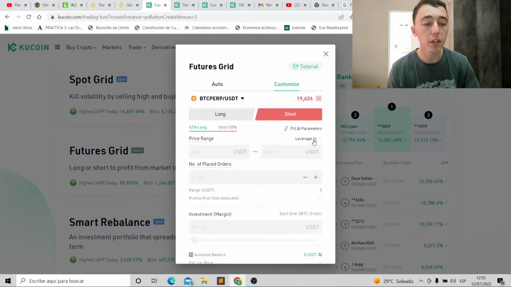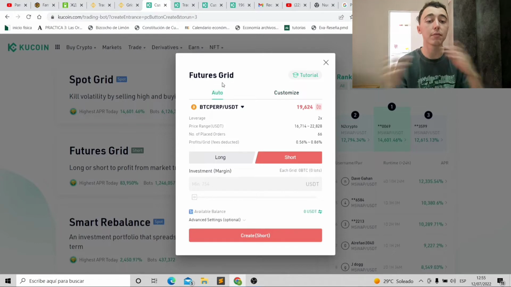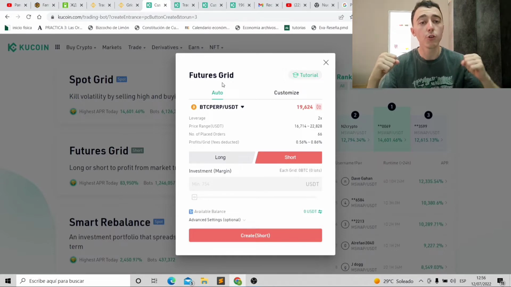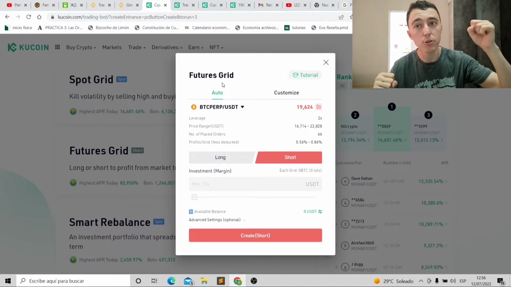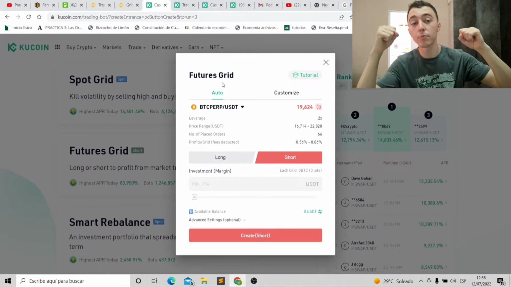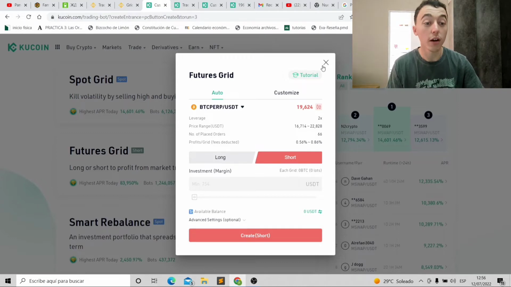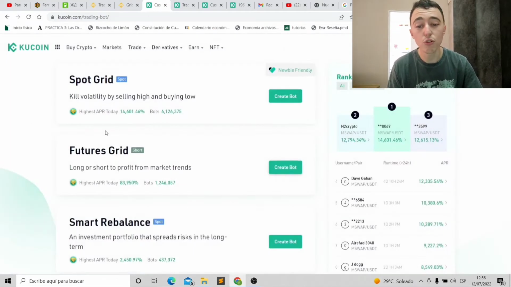So I recommend being very careful with this, because if you use leverage, you're gonna have more risk. This is not investment advice. You know that leverage is risky, so please find out about leverage, how it works and the risk that it has. As you know, leverage is basically if you put 1, you're moving 10. So if it goes up 10%, yours goes up 100%. But if it goes down 10%, yours goes down 100%. So you lose everything. So you have to be very careful with leverage. But basically, the futures grid works exactly the same as the spot grid.